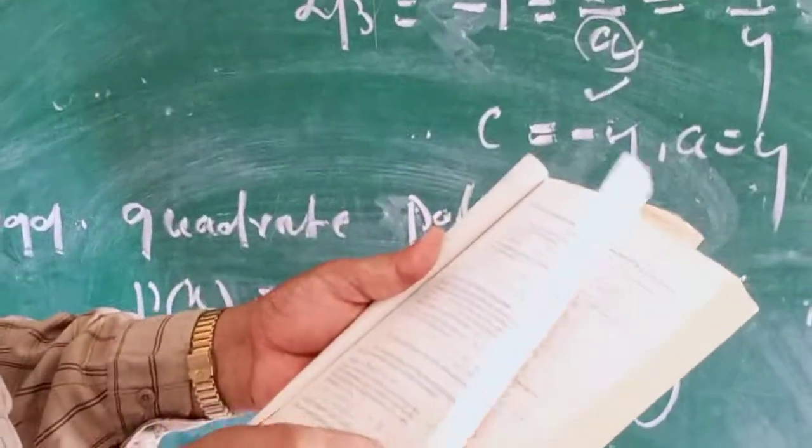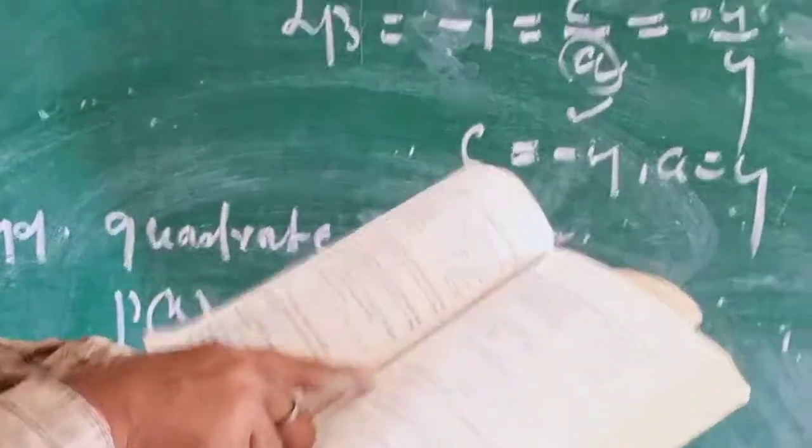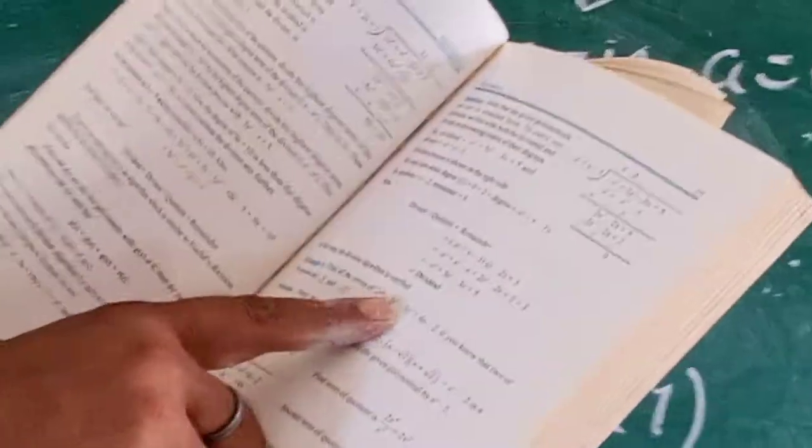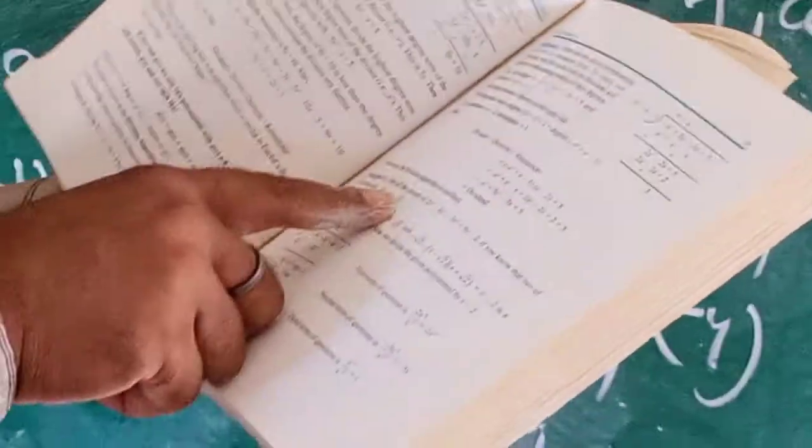Next class we have to discuss Example 9. Find the zeros of 2x square minus 2x, 4 minus 3 square minus this one. You will know the two zeros. Example 9 I have to solve.